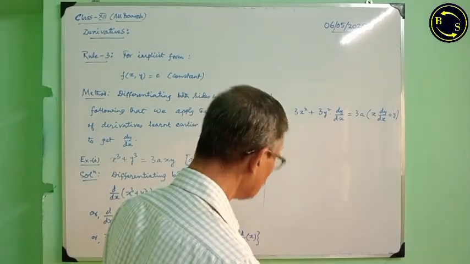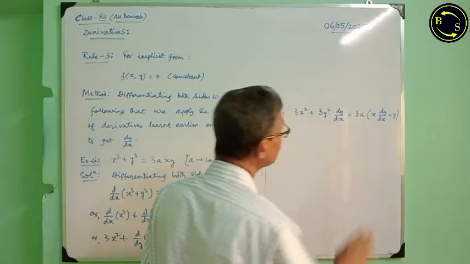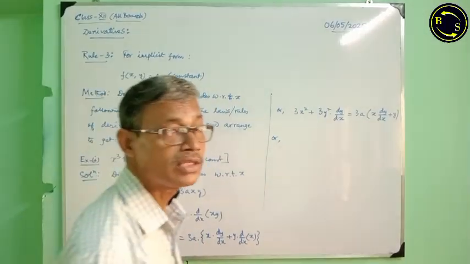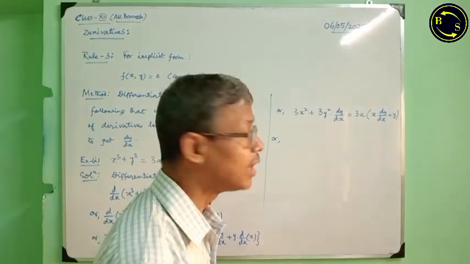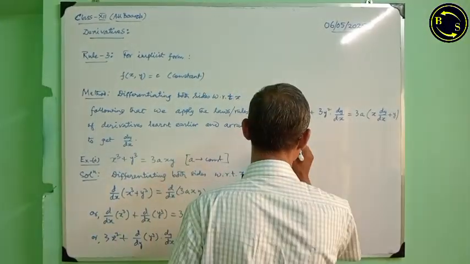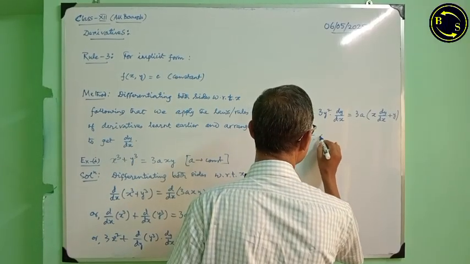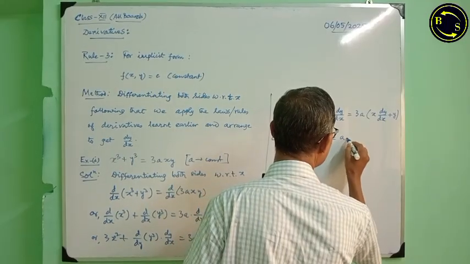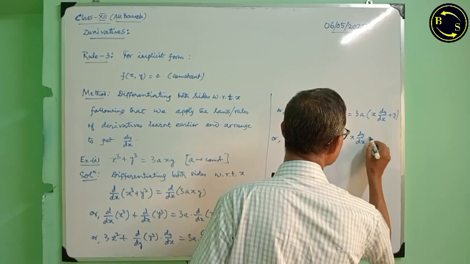Now we find there is 3 on both sides as a factor. We divide both sides by 3. You do that mentally. Therefore, x square plus y square into dy dx is equal to a into x dy dx plus ay.